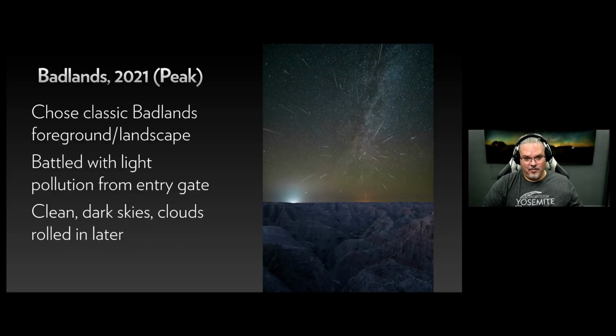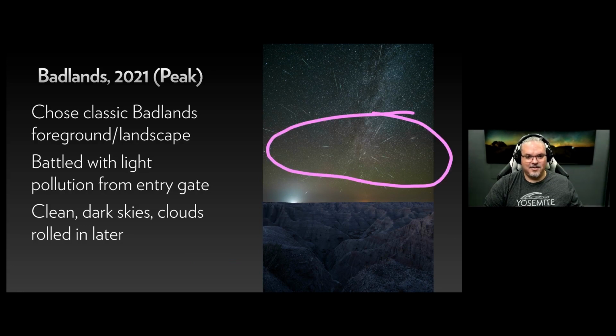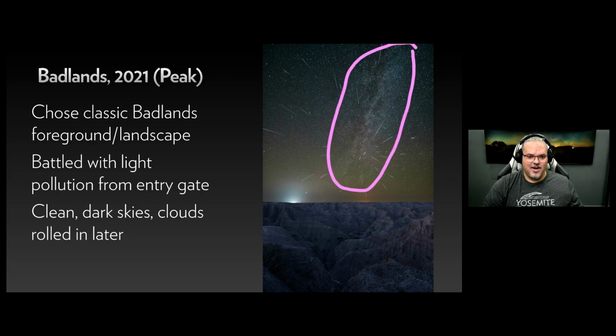So moving back to this year's peak of the Badlands Perseids, we talked about choosing that classic foreground. This is definitely the Badlands over here, right? Undeniable, right? There was light pollution from the entry gate not too nearby, and this is the Minuteman Missile Silo Museum that is many miles north of there. So those things are all natural, right? And then in here we have all of this color. This is sky glow. This is a natural phenomenon, right? And then we have the Milky Way up here, and we have Perseus basically right in here.